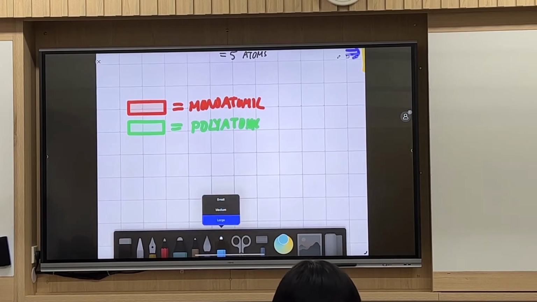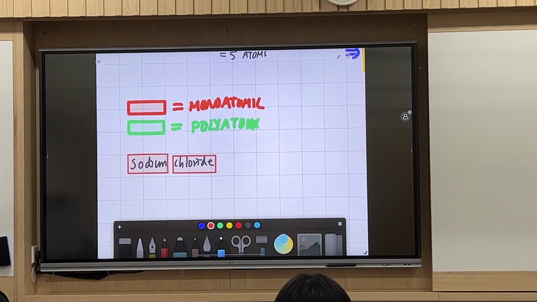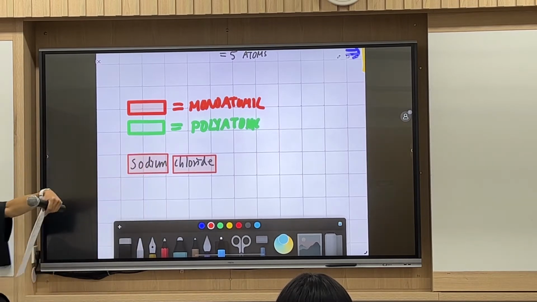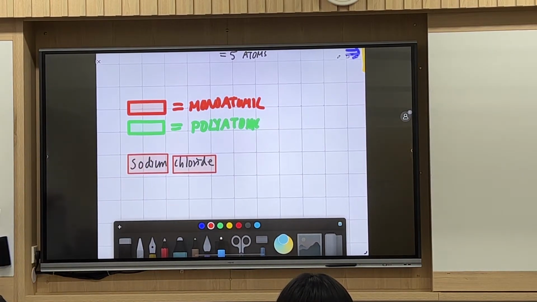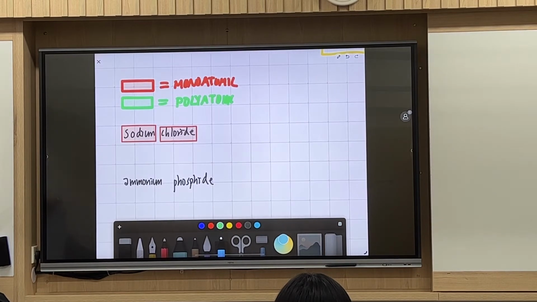So what I want you to do now is, with your two highlighters, look at the first example, sodium chloride. Both are monoatomic. That way, you know you have to look up the group number and then swap their charges. But for the bottom example, ammonium phosphide, which of these is polyatomic? Which is monoatomic? Ammonium is polyatomic, and phosphide is monoatomic. Phosphide, not phosphate.